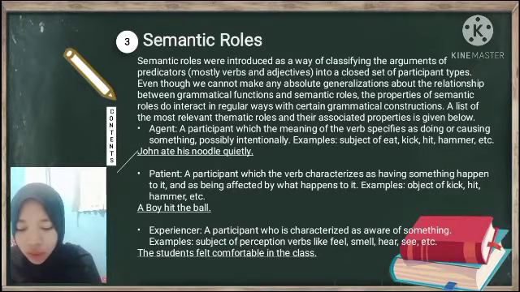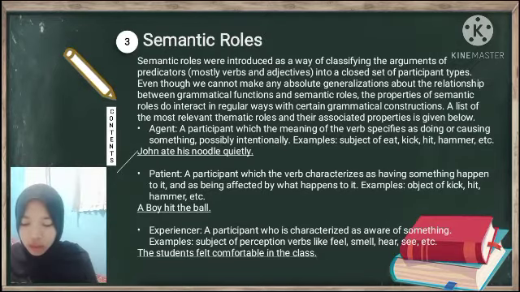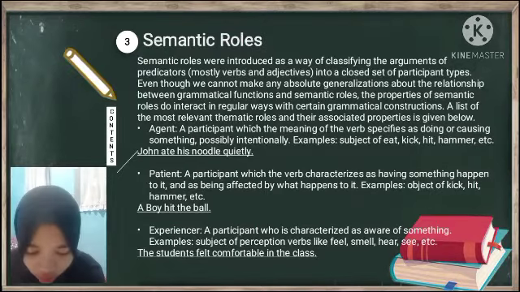And the second one is patient, a participant which the verb characterizes as having something happen to it and as being affected by what happens to it. Examples are the object of kick, hit, hammer, and etc. The example sentence about patient is: A boy hit the ball. A boy is the patient the verb characterizes.